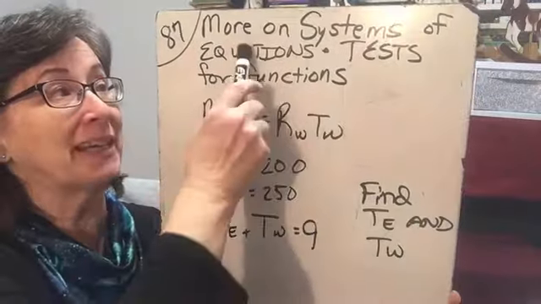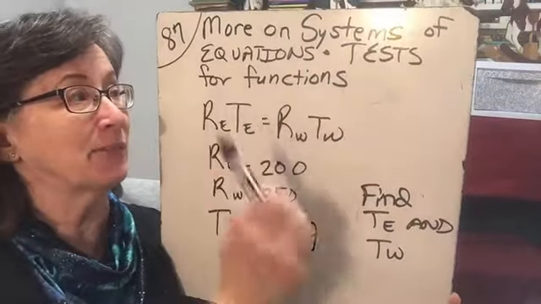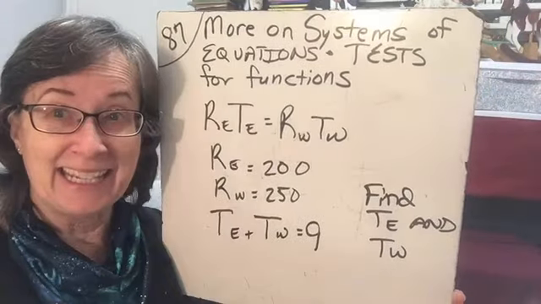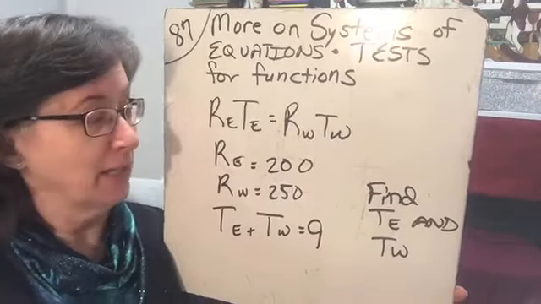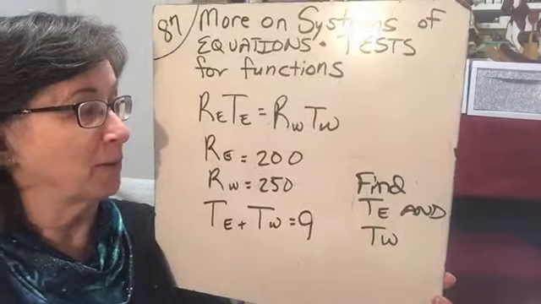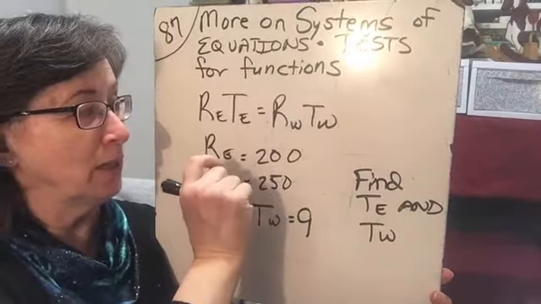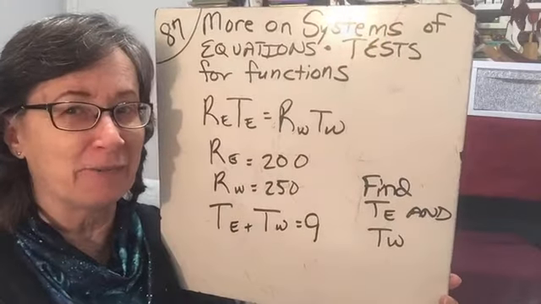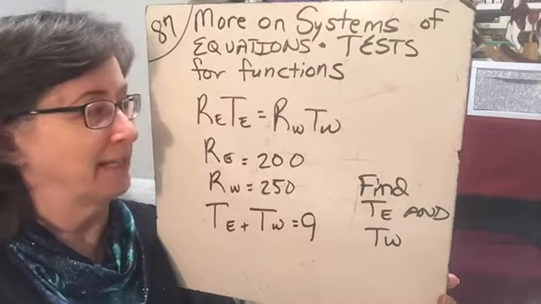And tonight we're working on more on systems of equations and tests of functions in lesson 87 of our Saxon Orange book. So here we have a problem that has four unknowns, but we'll see in a minute that they're not all unknowns.